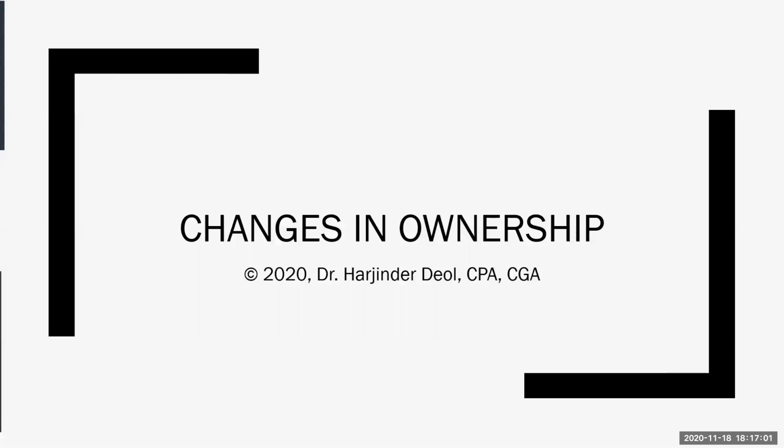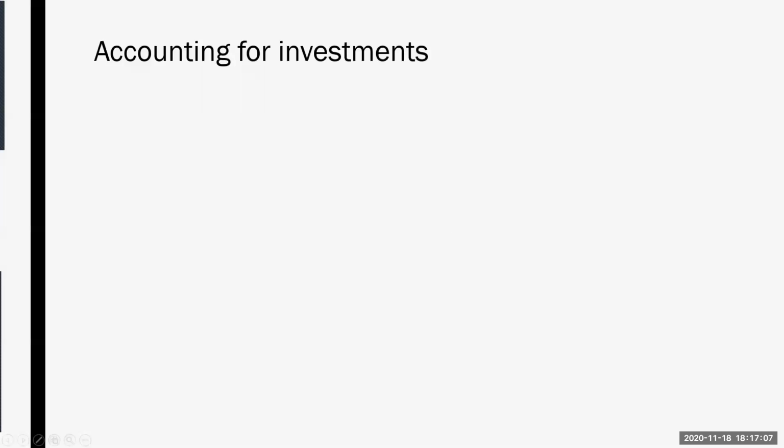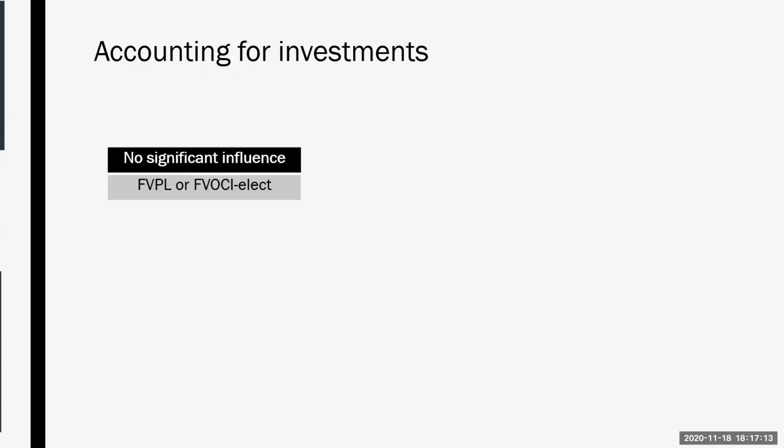Our discussion. So topic 13, folks, is changes in ownership. And just a quick reminder of how accounting for investment works. Remember, if the investor does not have significant influence, then investments in other companies' shares are recorded either using the fair value profit or loss or fair value other comprehensive income, but that's an election that the investor has to make.